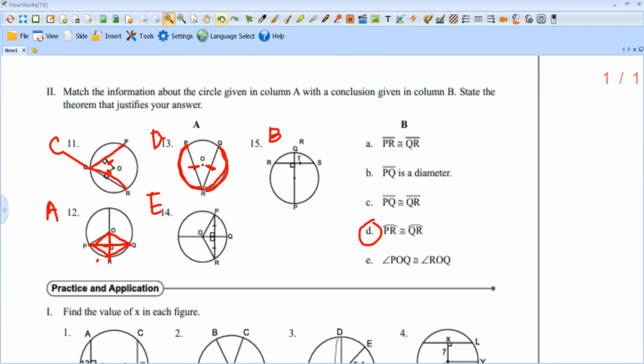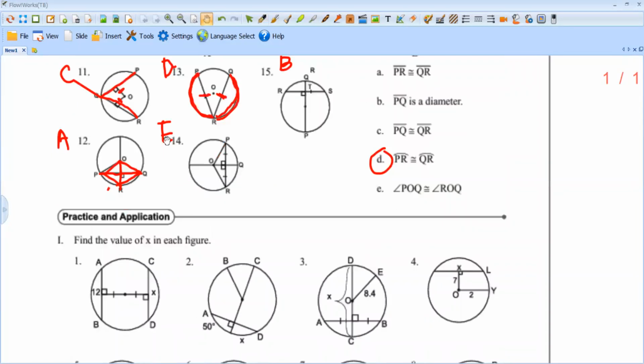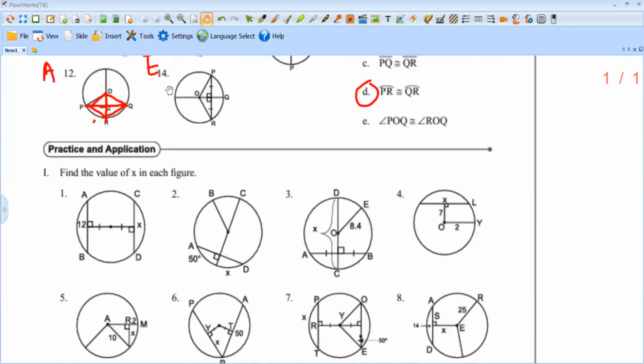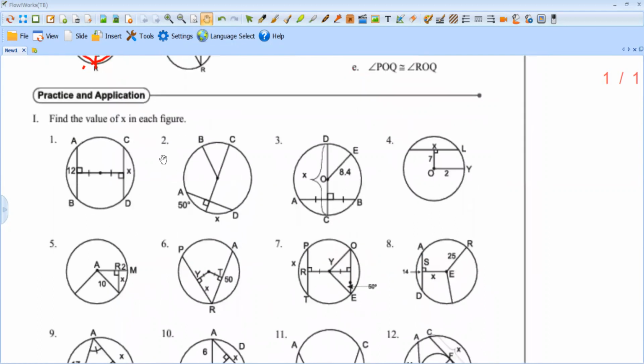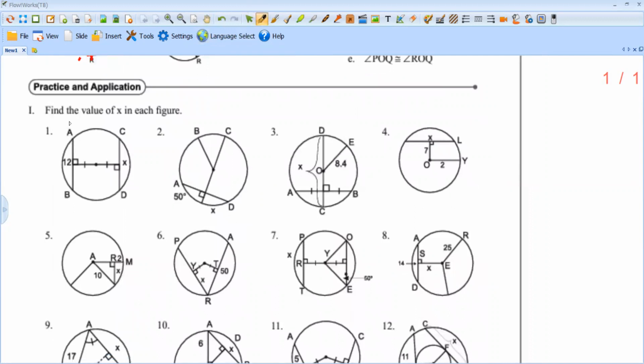All right, now let's go to practice application number 1. Find the value of x in each figure. Andy, number 1, we have AB is equal to CD, right? So what is the value of x? Andy, the value is what? 12. Okay, CD, x is equal to 12.